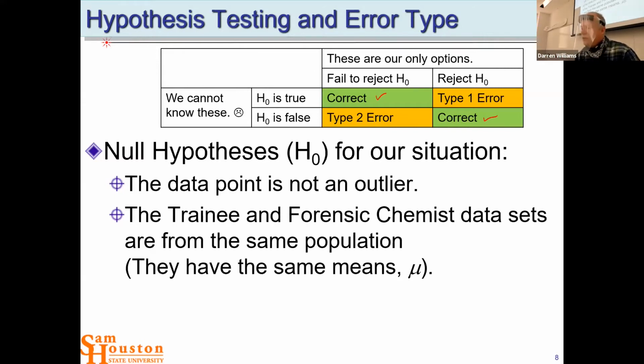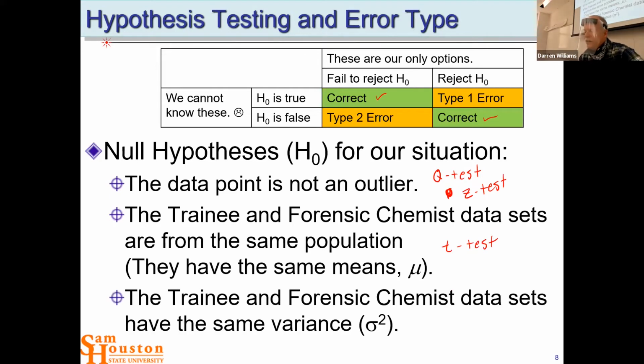Okay. This first one we will test using the Q-test and the F-test. No, I'm sorry, the z-test. And then this one, the same population, we'll use the t-test. And then the last one, the trainee and forensic chemist data sets have the same variance.